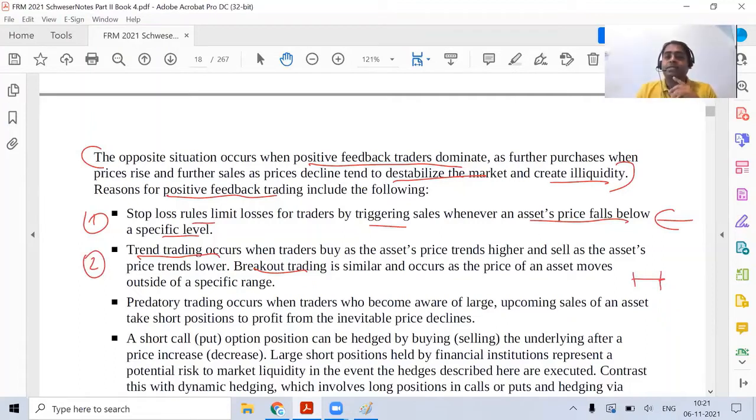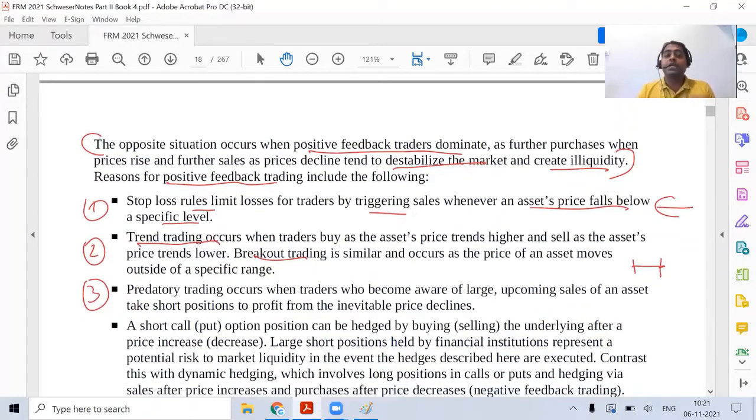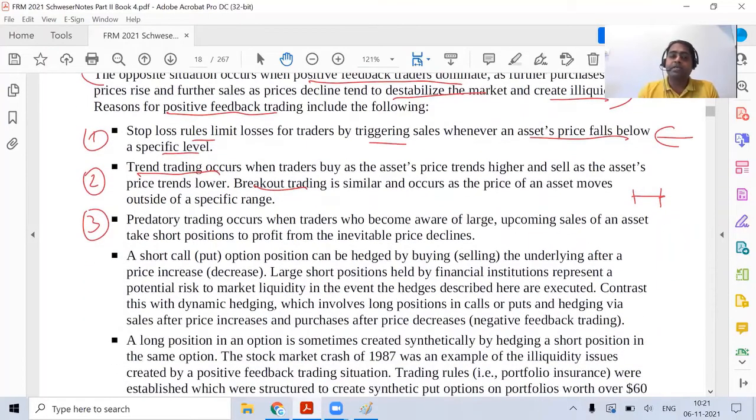The next section is predatory trading. What is predatory trading? If I want to sell, I'm a very big player in the market and I have a huge quantity of a particular asset. I want to sell. Everybody else in the market will also sell so that I lose money. That is predatory trading. But because of this, do you realize positive feedback trading is happening? People are selling when prices are going down and I am also selling, so it will lead to a more decline in price. So predatory trading can also lead to positive feedback trading.